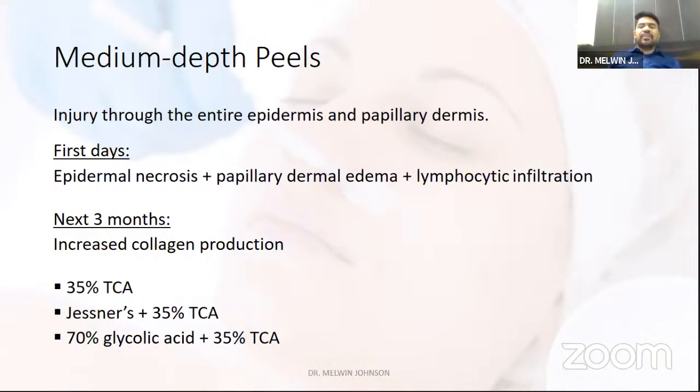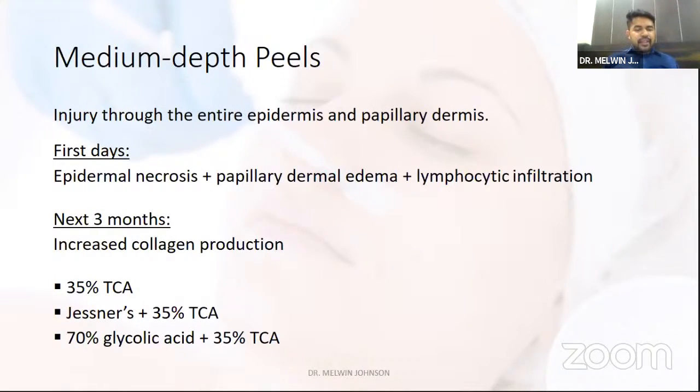Okay, so what you see when you do a peel, in short, you can see that in the initial days there is an epidermal necrosis, then there is papillary dermal edema, and then there is lymphocytic infiltration. These are all signs of a mild inflammation after injury, right? There is nothing of rocket science, and if you understand what an injury is, you will understand how a peel works. All these are just manifestations of a controlled injury that is taking place.